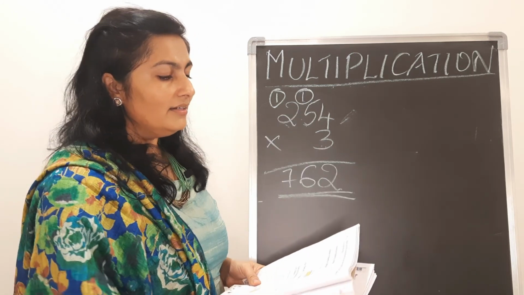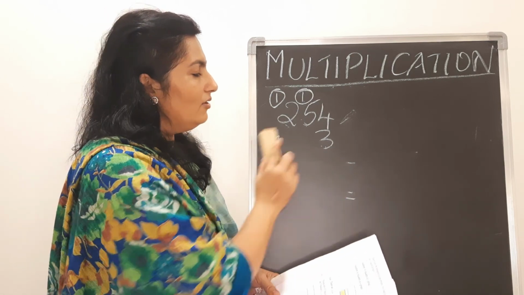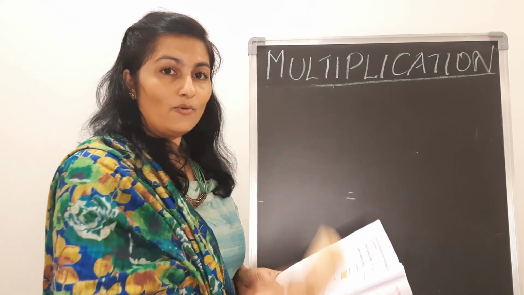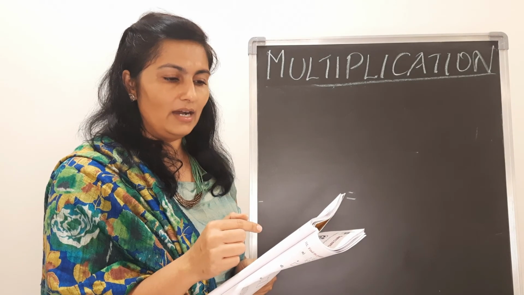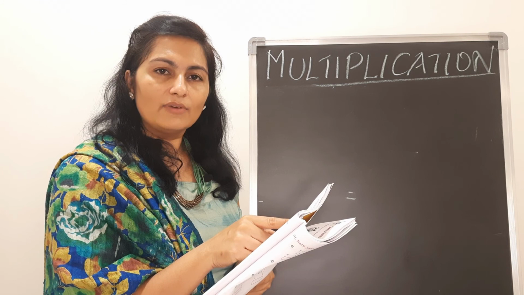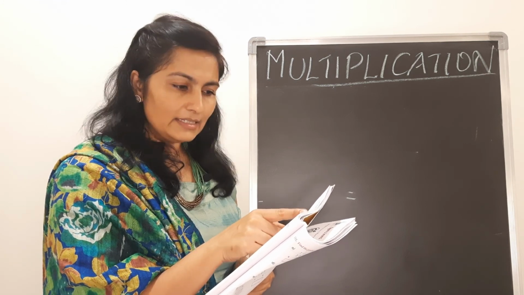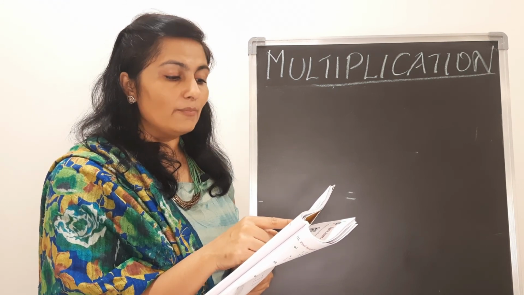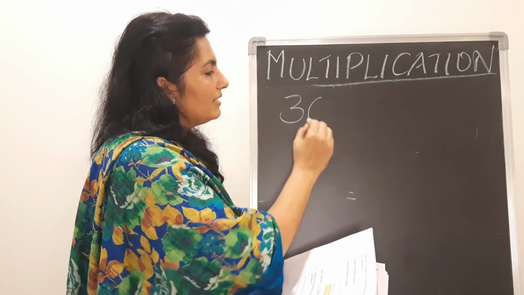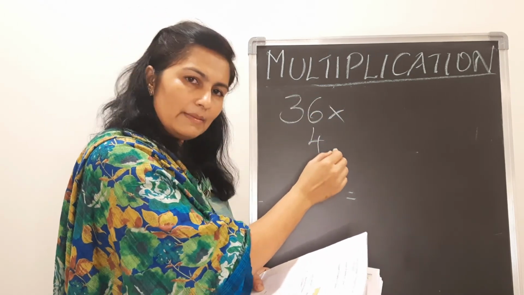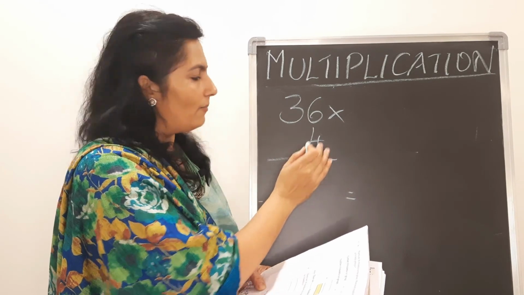There are 36 students in one group. This is given as a word problem. So let's see. There are 36 students in one group. How many students are there in 4 such groups? Read it carefully and now answer. Number of students in one group? 36. They have given it. Number of students in 4 groups. So what do we do? 36 into 4. Simple. It's just a word problem.